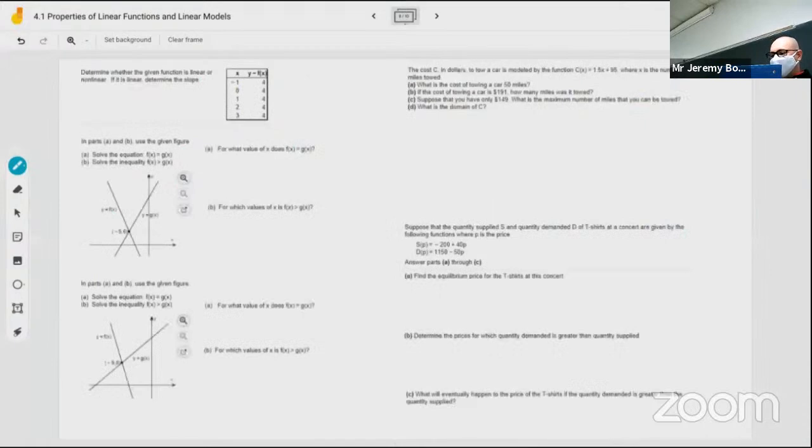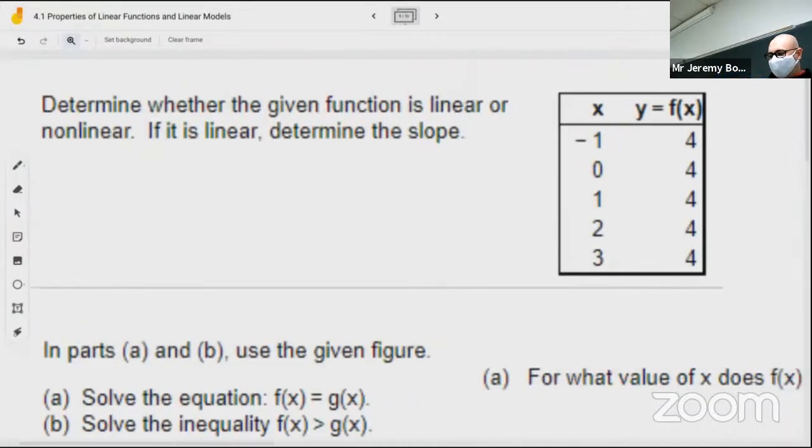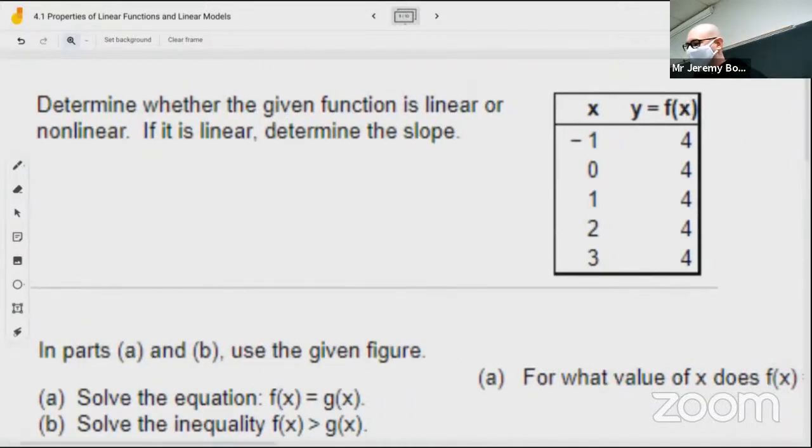Next one we can work out together. What do y'all think of this one? You got x is negative 1, y is 4, x is 0, y is 4, x is 1, y is 4, x is 2, y is 4, and x is 3, y is 4. Will that be linear? Anybody have a guess or an idea?